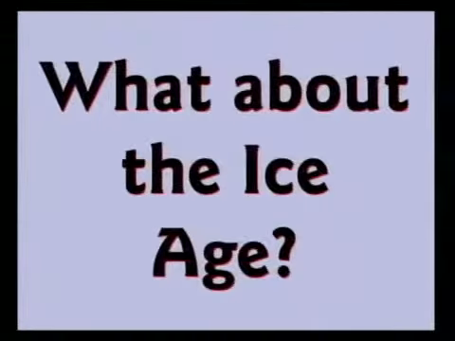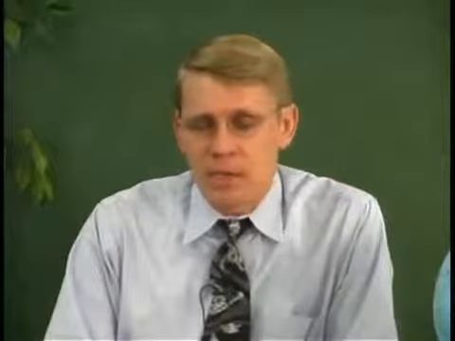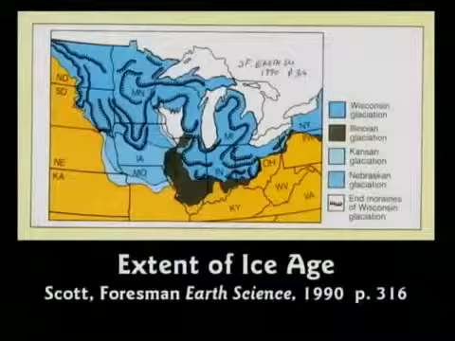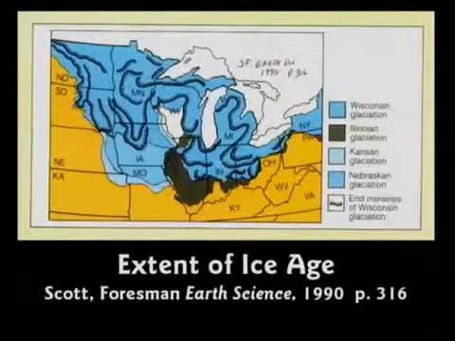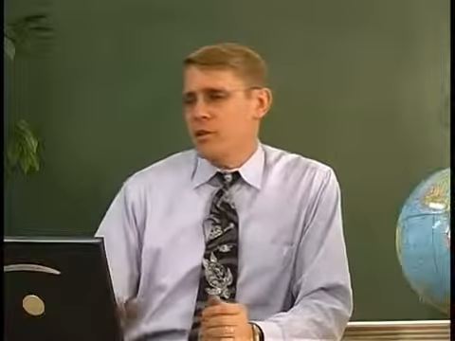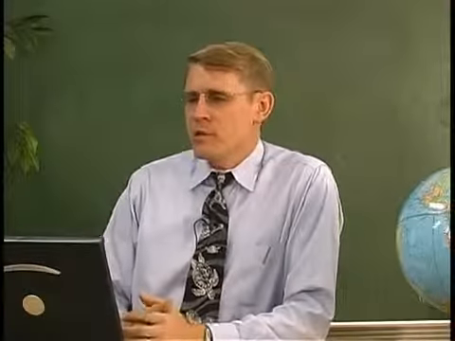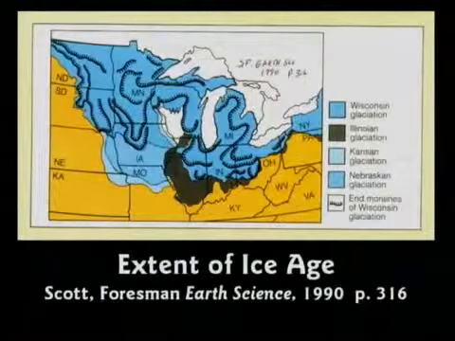The textbooks in school will tell the kids and show pictures of how the ice came down as far as Kansas City, Missouri, down into mid to southern Illinois. Was there an Ice Age? I don't think there's much question that, yes, there was an Ice Age. If you look at this map, they show the Wisconsin glaciation, the Illinois glaciation, Kansas and Nebraska. They'll say there were four different ice ages.